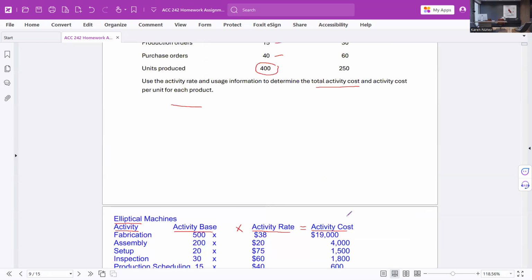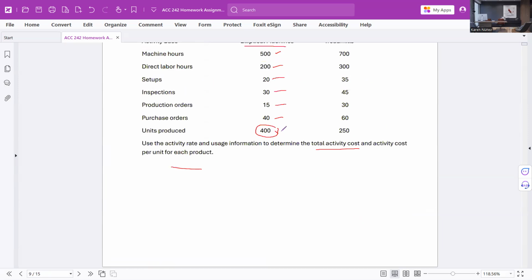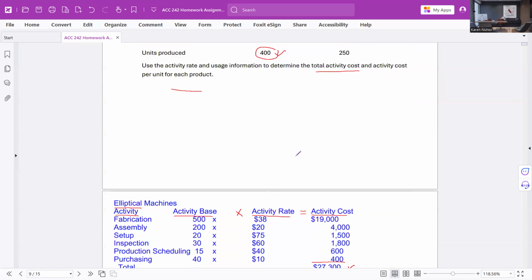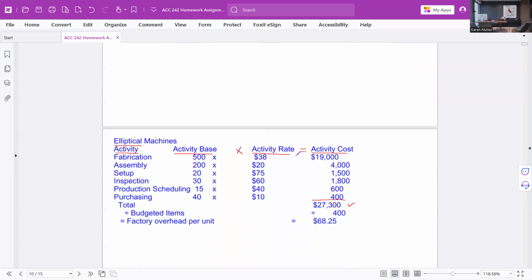And we're making 400 of those. That's right there. So the total cost divided by the total number of units gives us the overhead per unit. $68.25 is the total factory overhead per unit. That's what we're doing for the ellipticals.